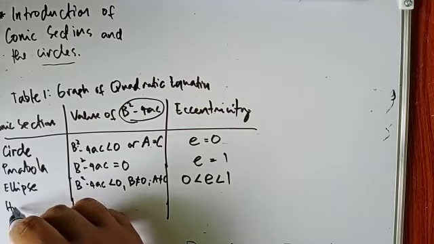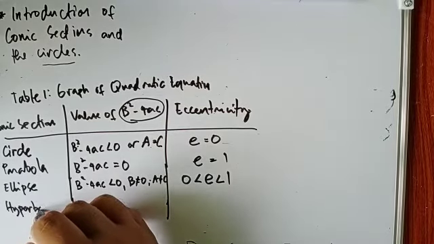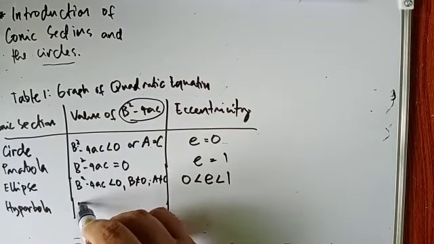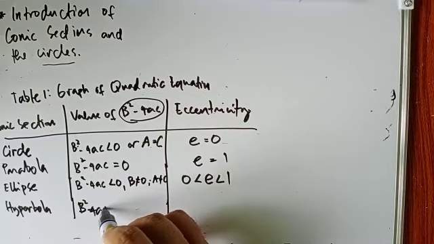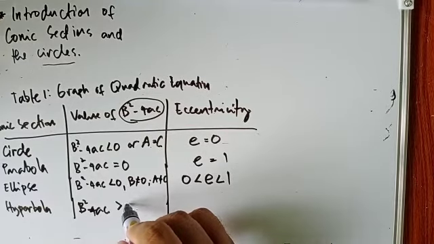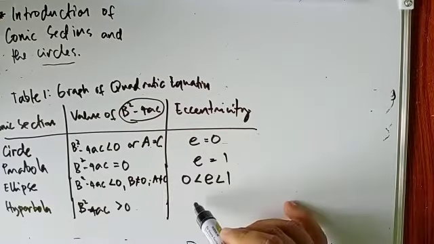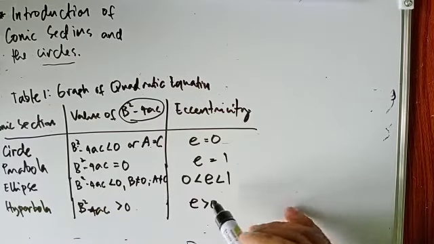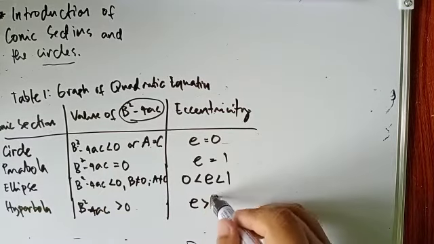Lastly, hyperbola naman, again, si b squared minus 4ac dapat greater than 0. Eccentricity greater than 1.